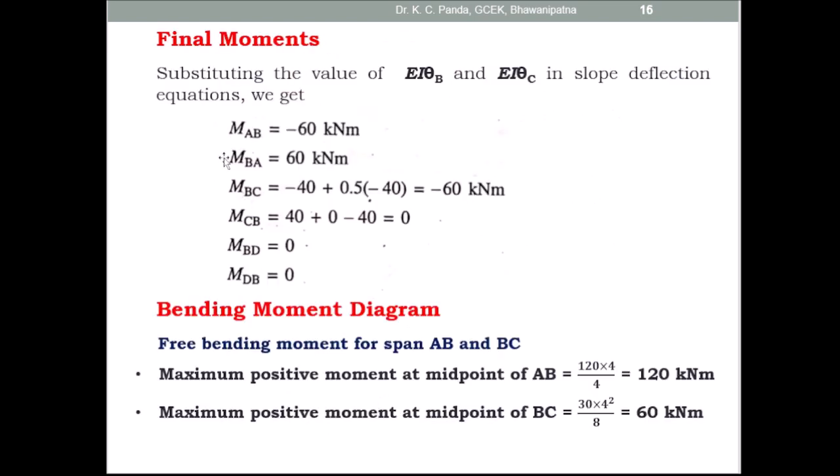Then you put the values of EI theta B and EI theta C in the slope deflection equation. So what are the moments MAB, MBA? MAB is equal to minus 60 kilonewton meter, MBA is equal to 60, MBC is equal to minus 60, MCB is equal to 0, MBD is equal to 0, and MDB is equal to 0. These are the final end moments.